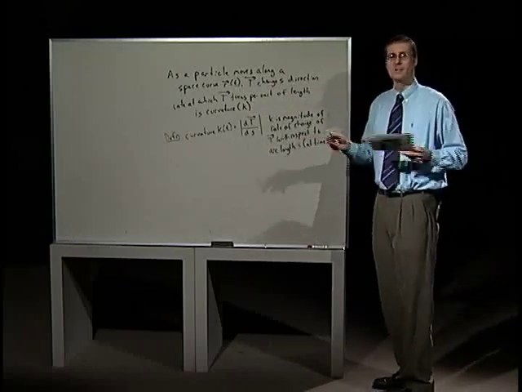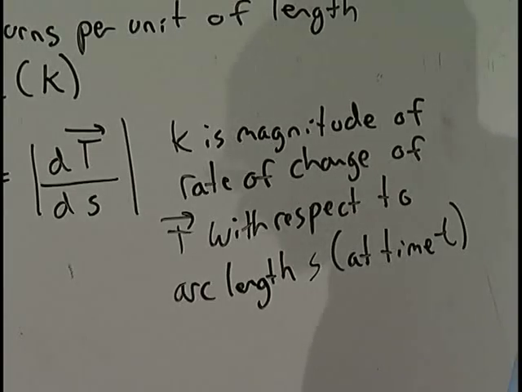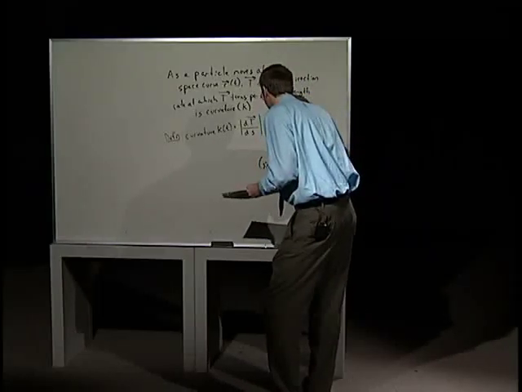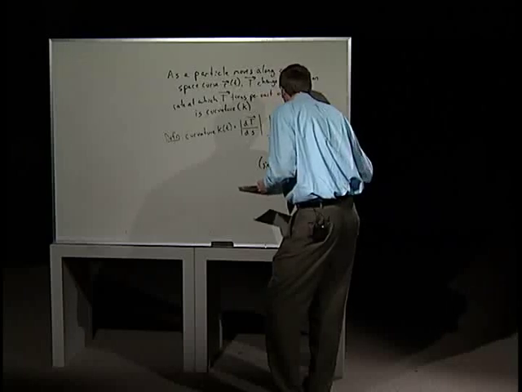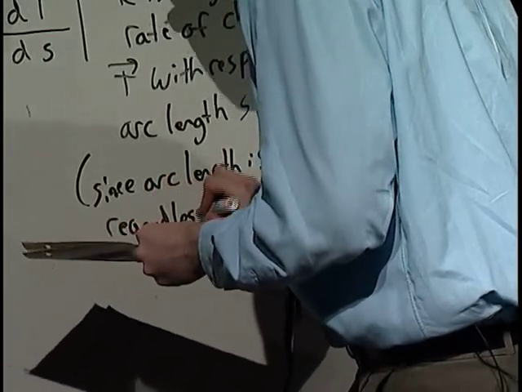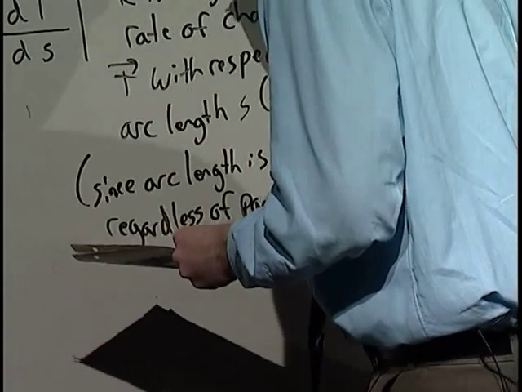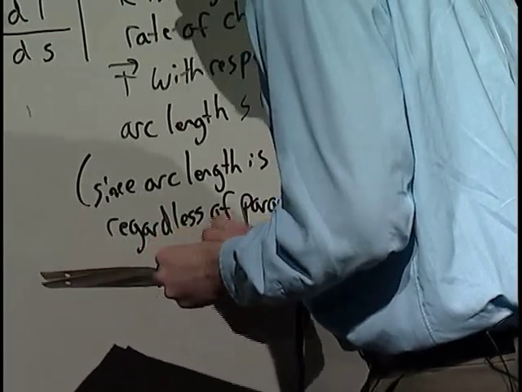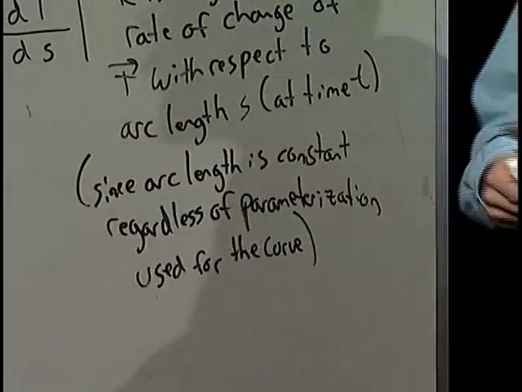Okay? And why use arc length? Well, remember, arc length is great because it's constant regardless of what parameterization we use for the curve. So we use arc length since arc length is constant regardless of parameterization used for the curve. Right. Okay. So what does this mean?